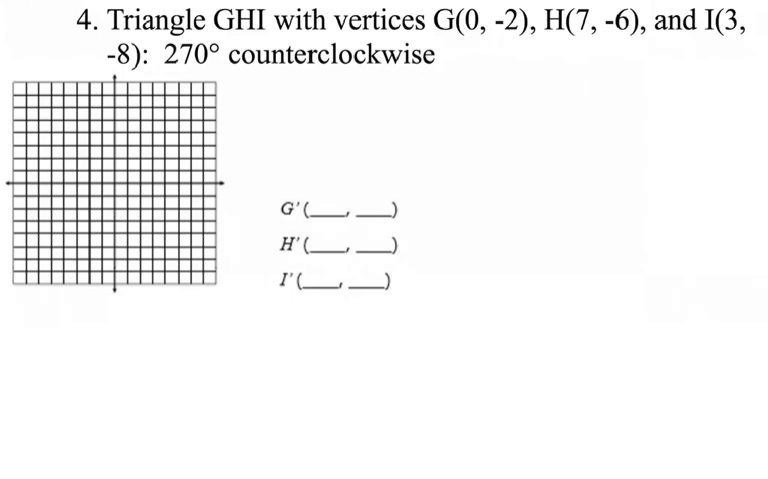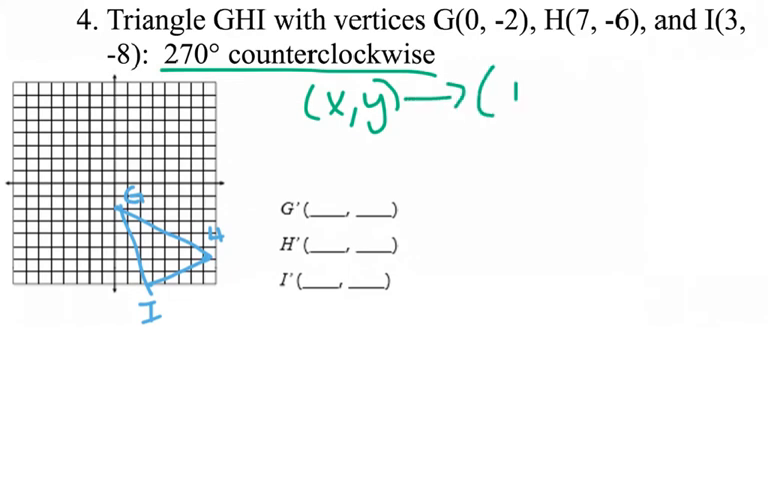Okay, so the first thing that we need to do is to graph triangle GHI. Alright, so I've graphed GHI. The next thing I need to know is what is the rule for 270 counter. So it starts off with XY, a transformation happened, it becomes Y, negative X. So they are going to switch places, the coordinates, and then the original X will be negative.